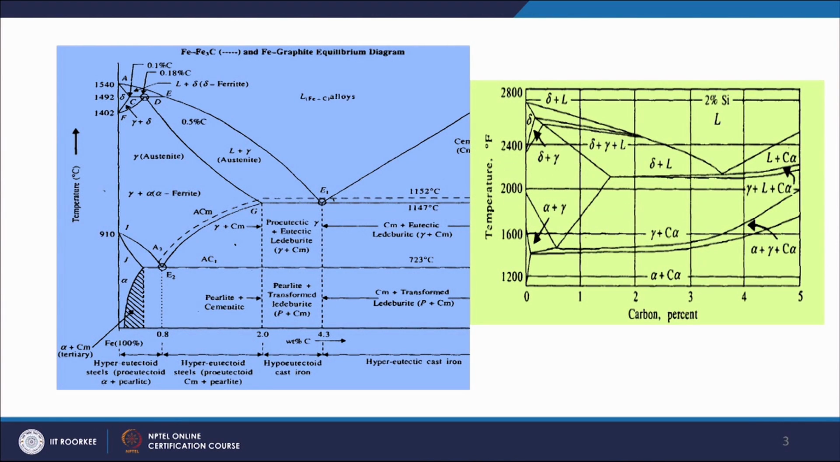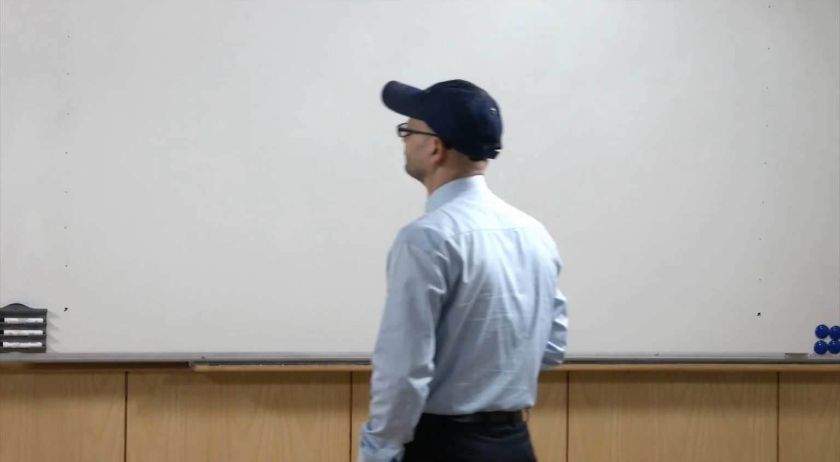You have cementite plus transformed ledeburite. So, this will be perlite plus cementite. So, this is basically when you do not have silicon present. This is the equilibrium diagram for the iron carbon system.